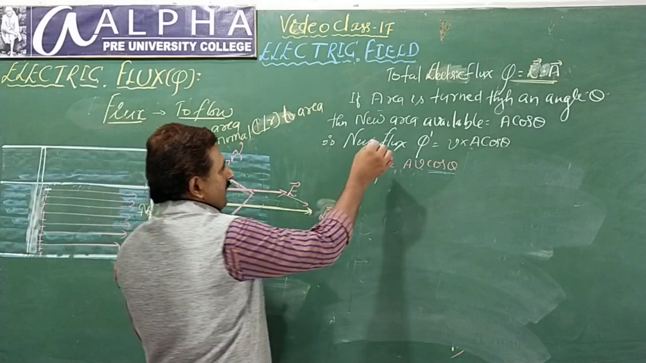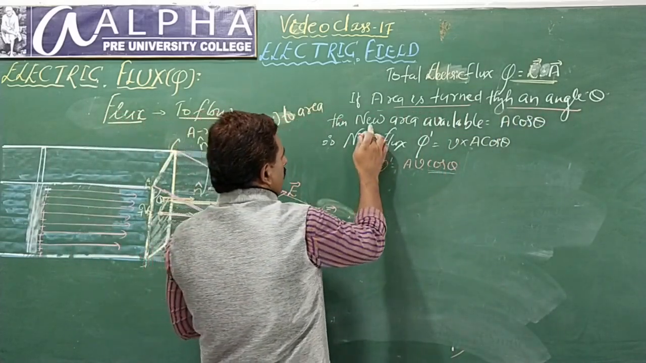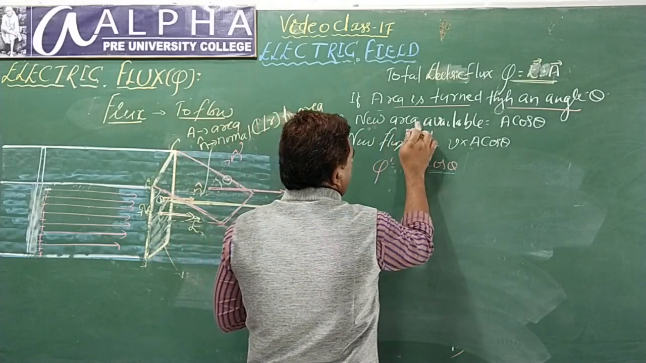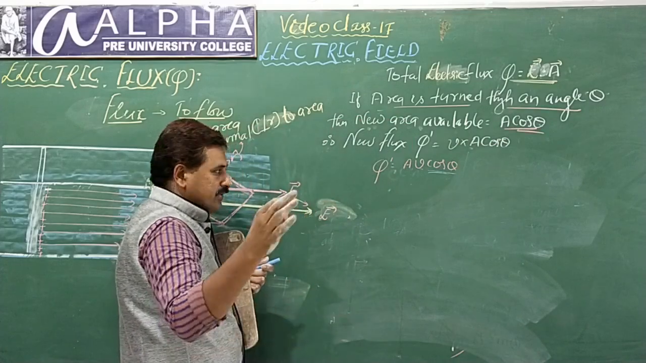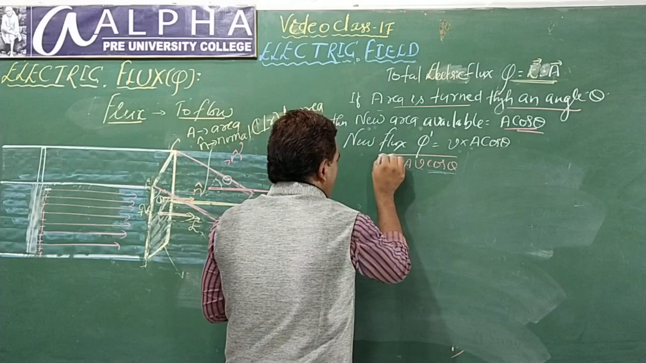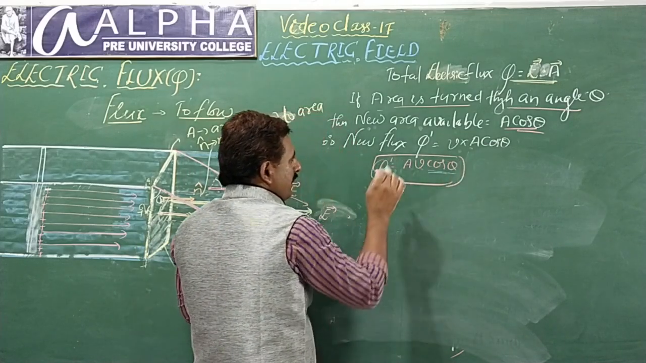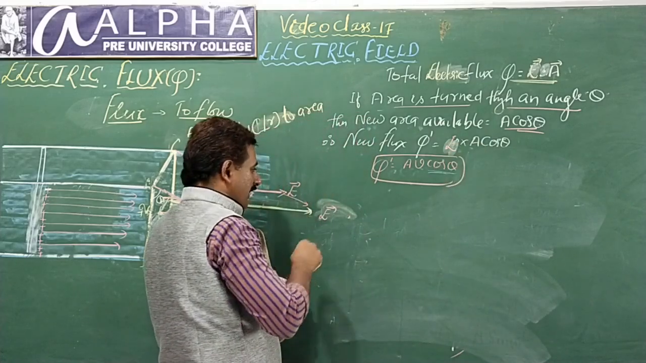In that case, if the area is turned through an angle theta, the new area available is A cos theta, as I explained here. Same thing continues. Therefore, the new flux is VA cos theta, and this is the general expression for flux, right? Here, instead of V, what do you write? E.